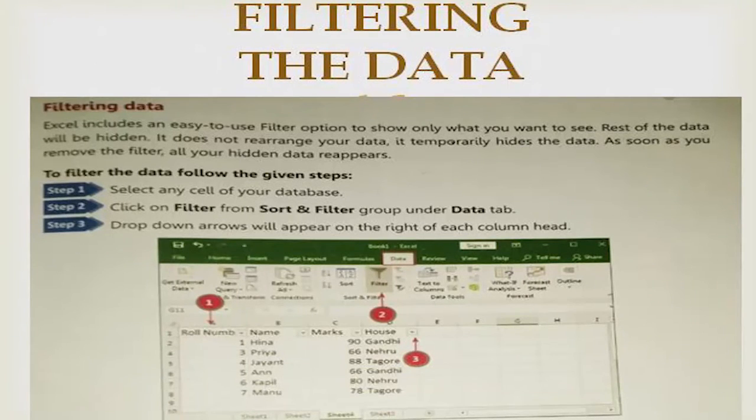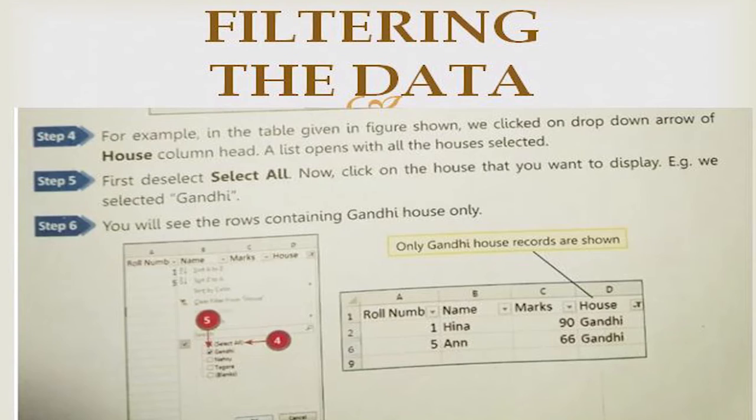Let us see the steps of how to filter the data. Select any cell of your database. Click on Filter from the Sort and Filter option under the Data tab. A drop down arrow will appear on the right of each column head. Step 4.